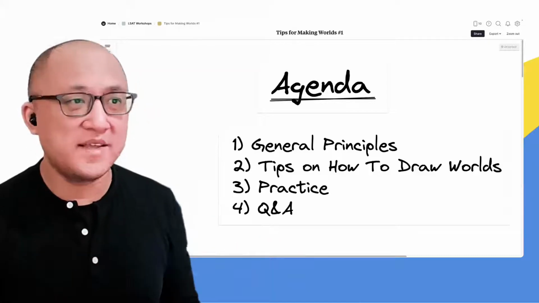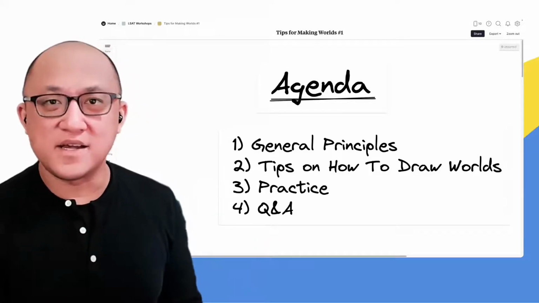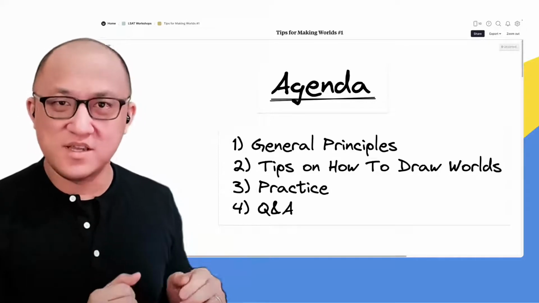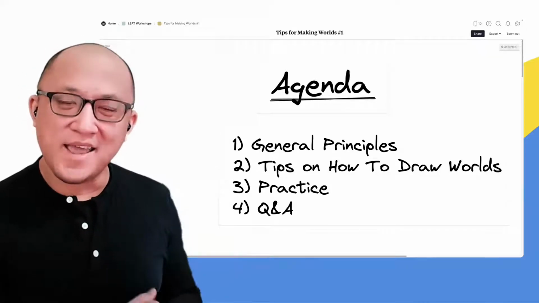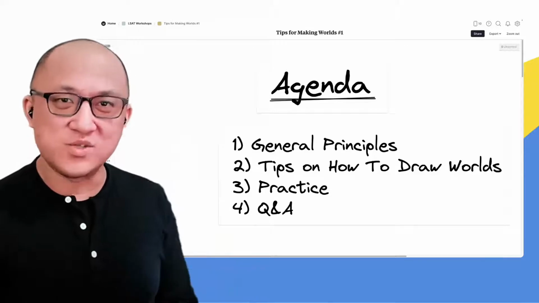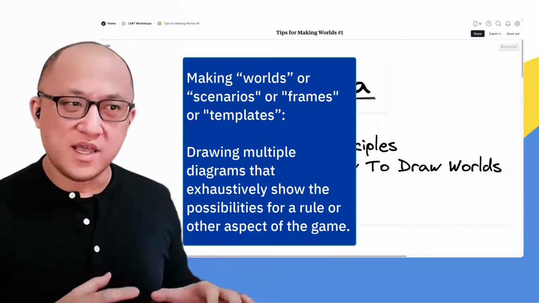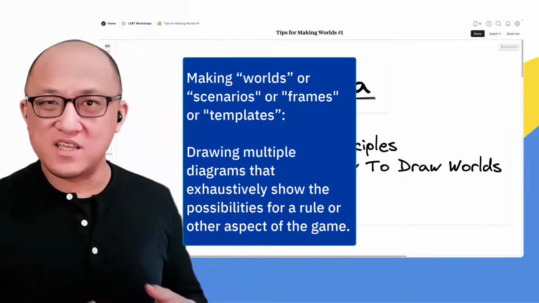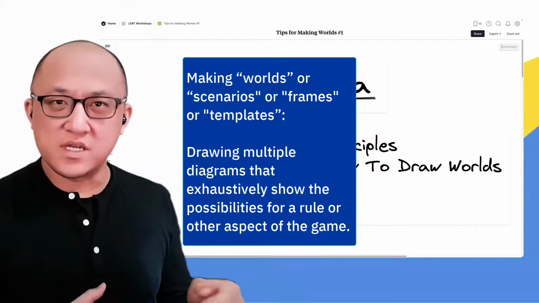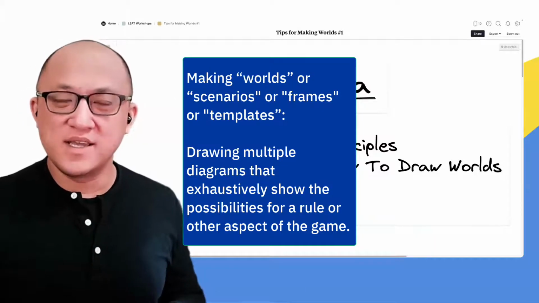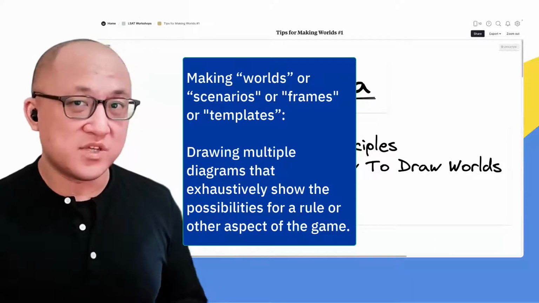So let's go ahead and get started. Today, I want to discuss tips for making worlds in logic games. World making refers to the idea of drawing multiple diagrams at the start before you get into the questions, because you've determined that drawing multiple diagrams could be a way to solve the game efficiently.